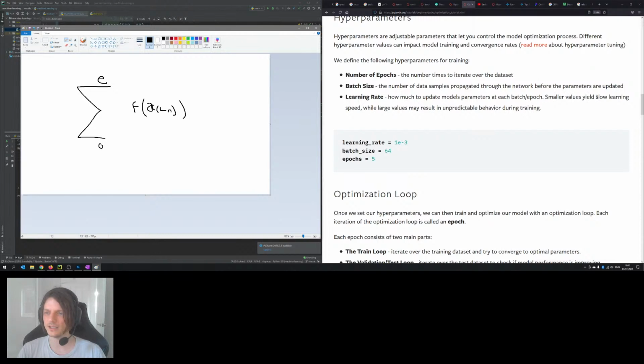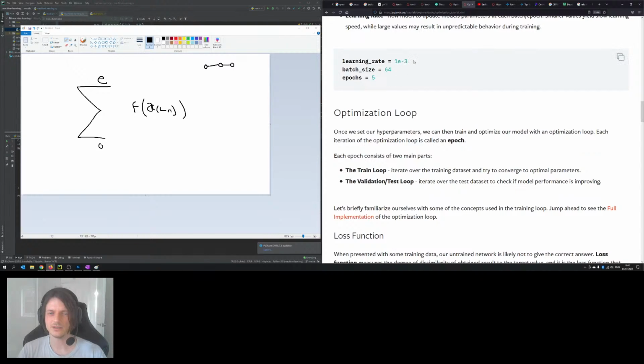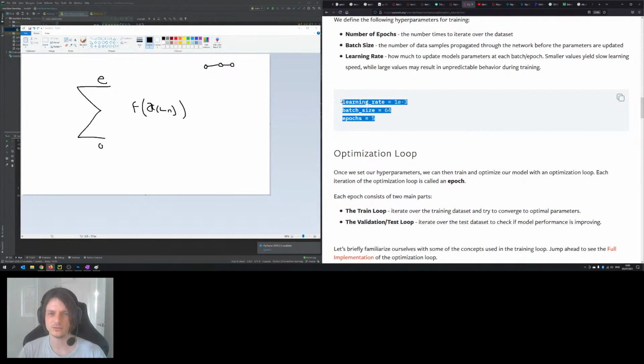Smaller values yield slower learning speed, while large values may result in unpredictable behavior during training. So how much you cut back? This is how many layers you're going to go through, how many weights, how many activations and biases, that's what I want. So smaller yields, okay, cool. The learning rate you can actually just set, cool. So that is E equals 5.